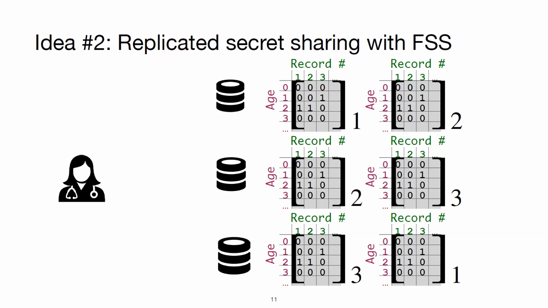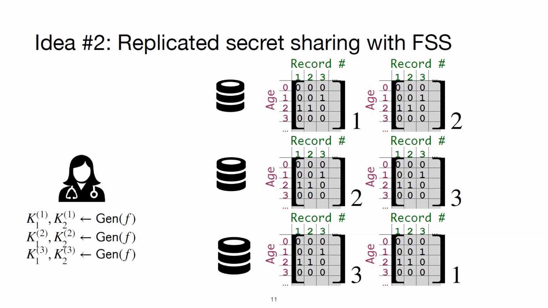And our insight is that we can use replicated secret sharing, and that this fits well with function secret sharing, because we're going to have identical copies of the data, and this is well suited to function secret sharing. So we're taking advantage of the fact that with replicated secret sharing, you can essentially get one layer of multiplication for free. So instead of generating just one FSS key, the client is now going to generate 3 pairs of keys. And these are going to correspond to each of the 3 replicated secret shares.